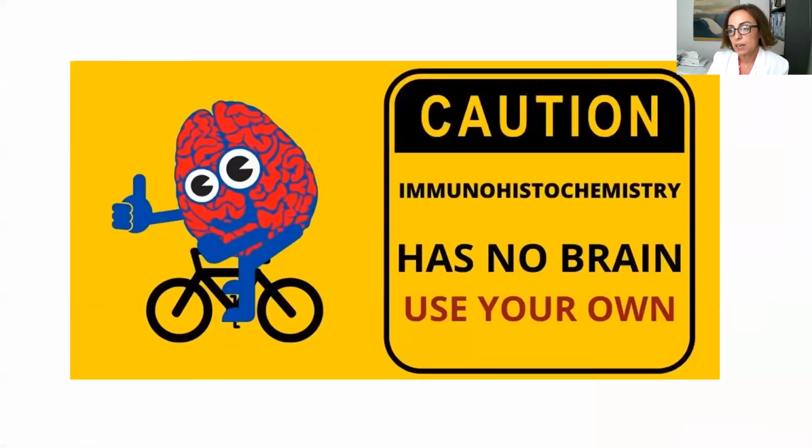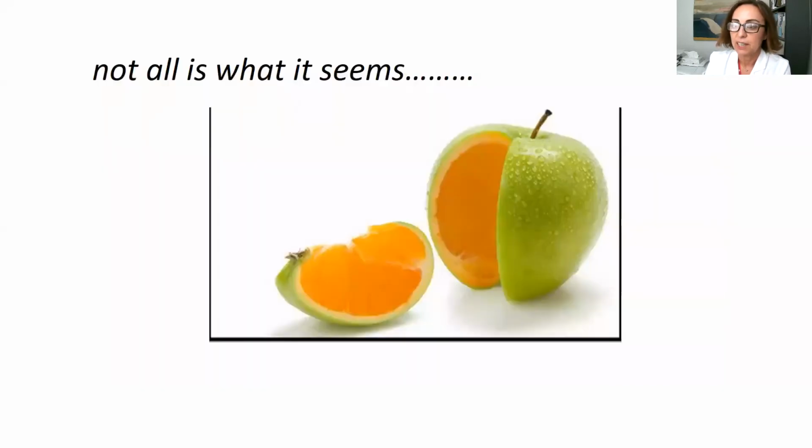But be careful, because immunohistochemistry has no brain. We have to use our brain. The first is morphology, and based on morphology, we use specific antibodies. We cannot use a lot of antibodies just to try what is going to happen. We have used our brain. It's something that I say to my residents every day.